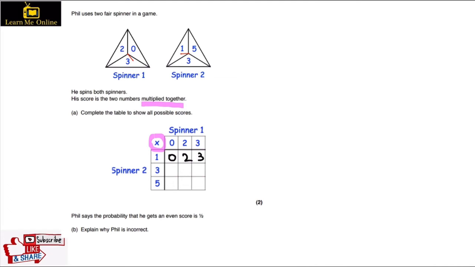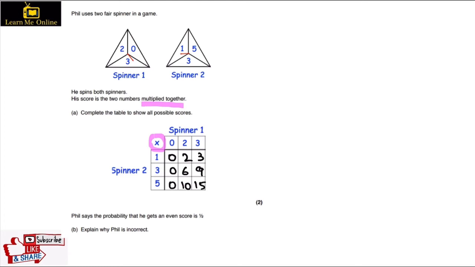To fill in the next row, we're going to multiply them together again. So 3 times 0 would be 0. 3 times 2 is 6. 3 times 3 is 9. To do the third row, 5 times 0 is 0. 5 times 2 is 10 and 5 times 3 is 15. Here we have got the sample space.